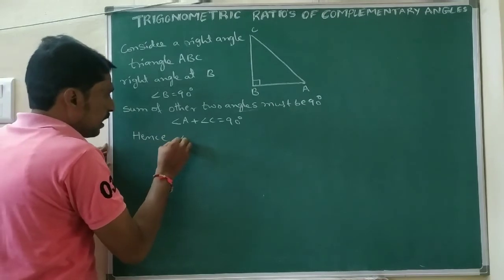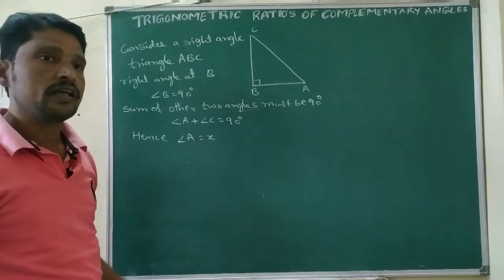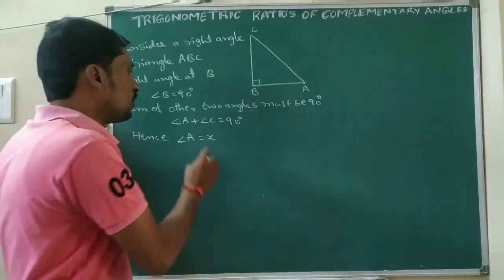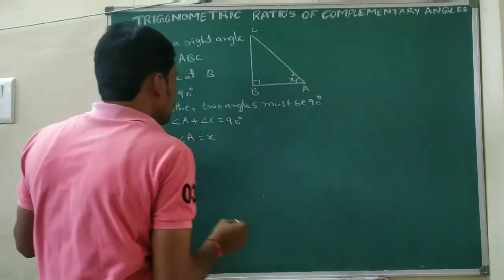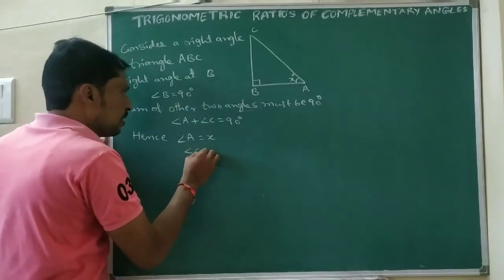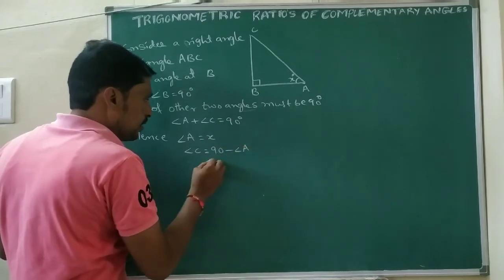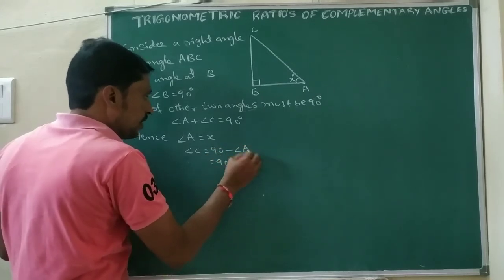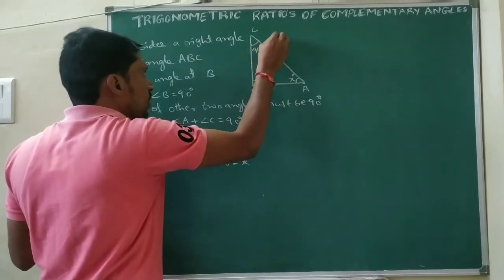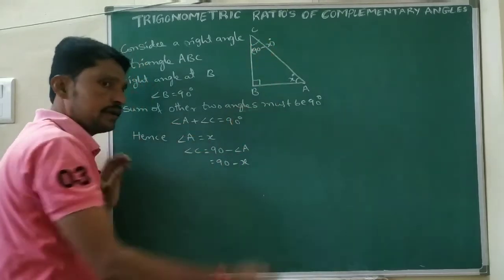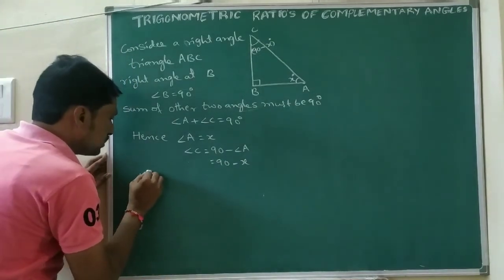I am taking angle A equal to X. Angle A equal to X means here we are getting angle X degrees. So what about angle C? Angle C equals 90 minus angle A, that is 90 minus X. So angle C we are taking as 90 minus X degrees.